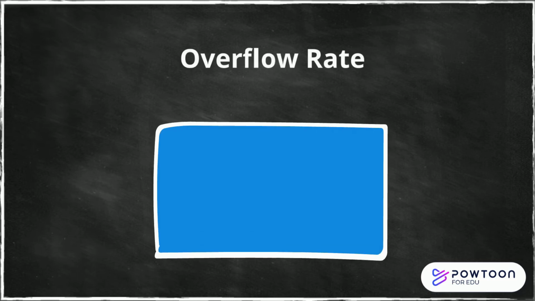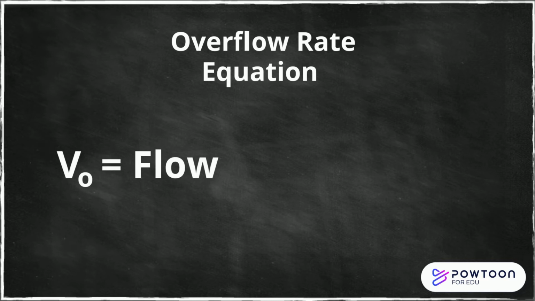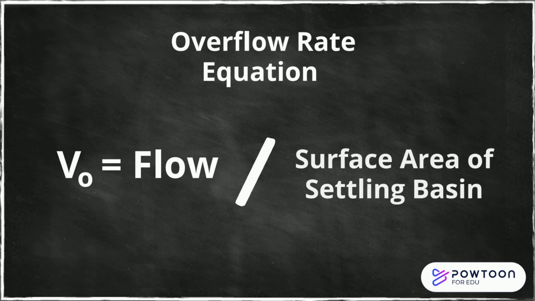To determine the size of a settling basin, we use what is known as the overflow rate. Overflow rate is just another way of expressing settling velocity, or in other words, how quickly the floc settles out over time. The overflow rate equation is VO, or overflow rate, equal to the flow rate through the basin divided by the surface area of the basin. Overflow rates differ depending on the chemical used to create the floc.